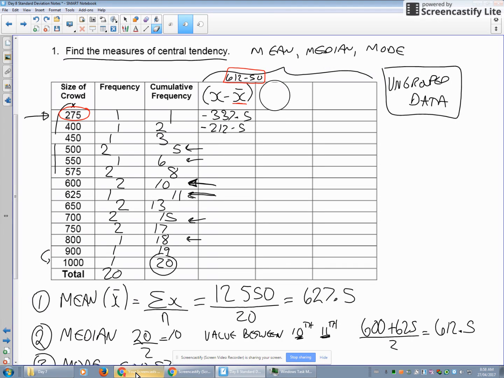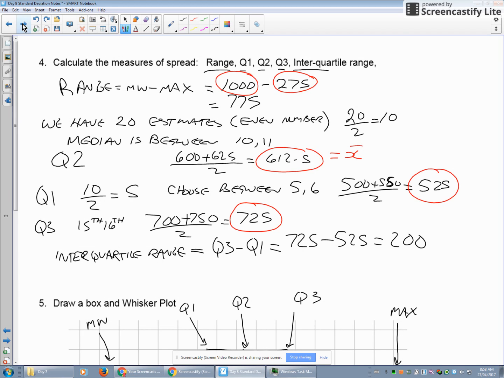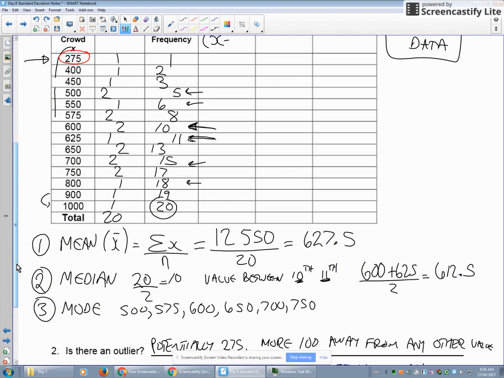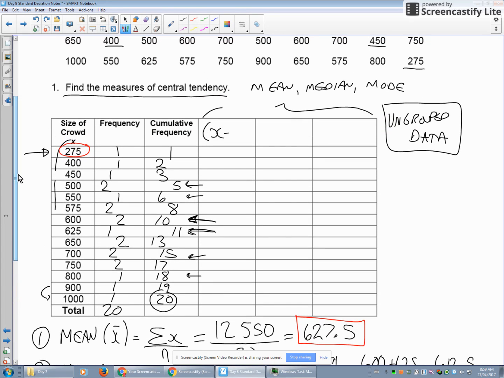Made a mistake here. I was looking at this page here, and I was saying the median is between 10 and 11. That's not the median. We're looking for the mean. The mean we've calculated on our first page. Our mean is 627.5. So it's still x minus x bar, which is our mean, and our mean has a value of 627.5.